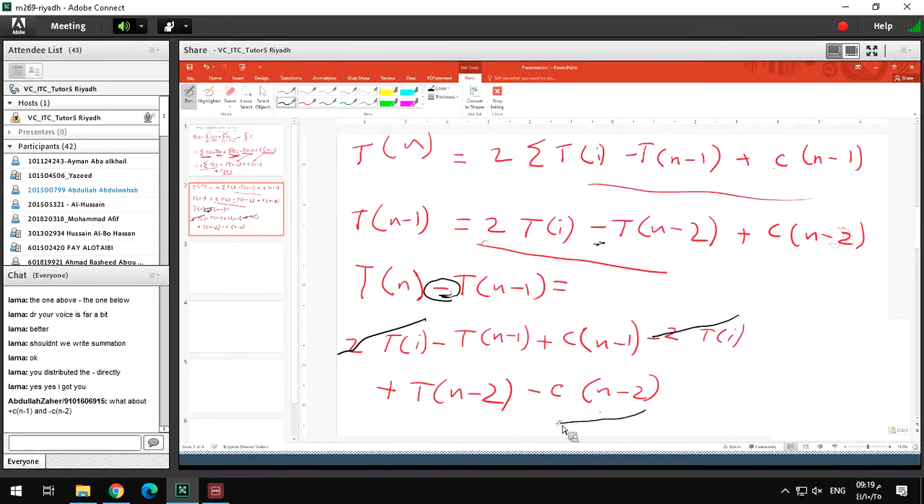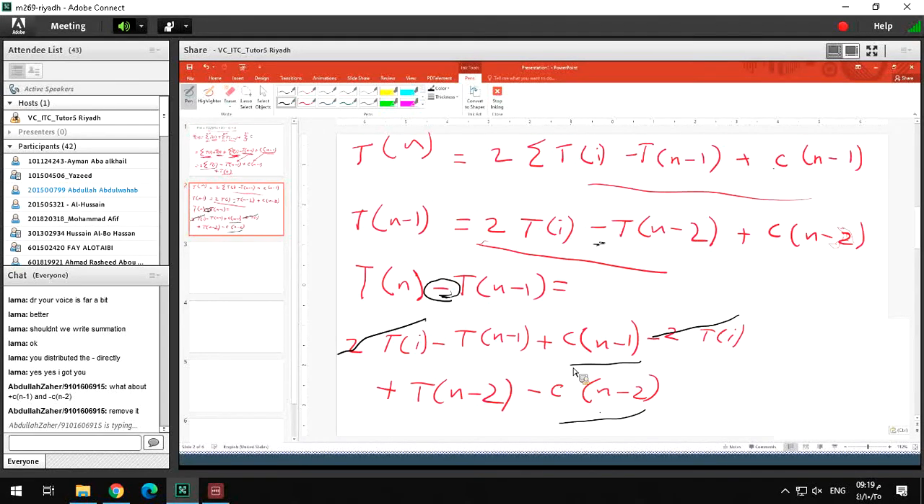Yes, it's here. This is the minus Cn minus 2. Remove it with what? No, you cannot remove it. This is Cn minus 2 and this is Cn minus 1. How can you remove two different arguments or numbers? If both of them were minus 1 or minus 2, yes, you could do this.